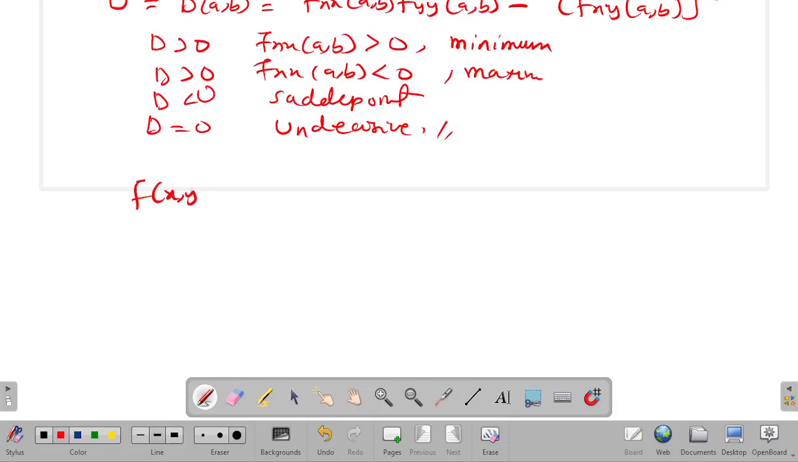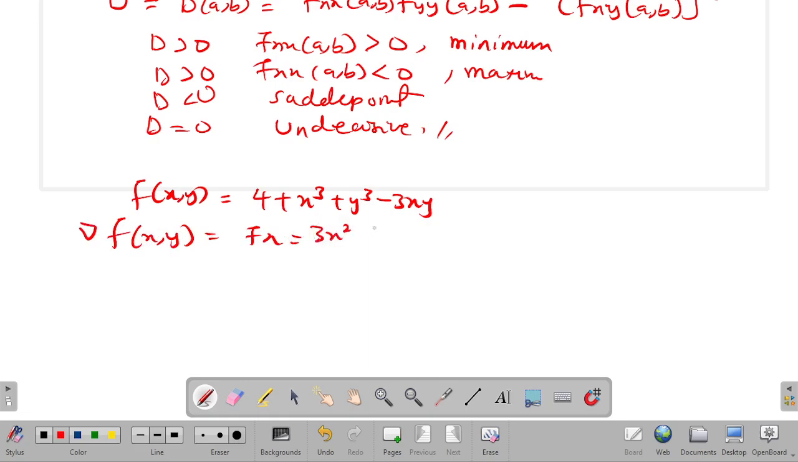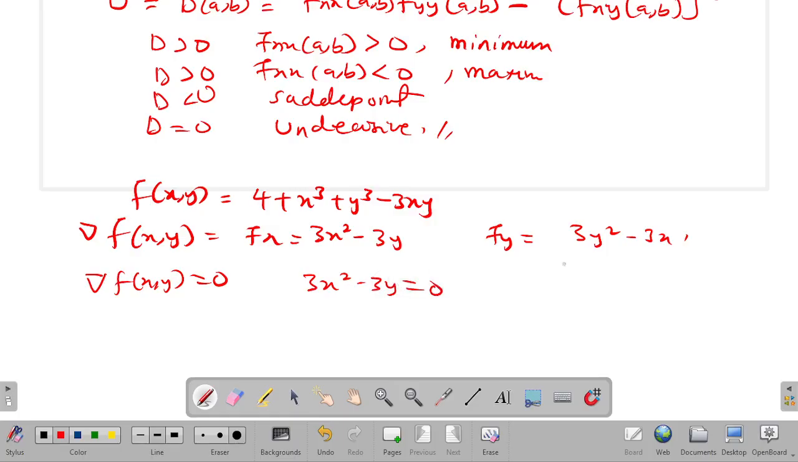Our f of x, y is given as 4 plus x cubed plus y cubed minus 3xy. To find the critical points, I need my gradient function. So my fx is simply going to give me 3x squared minus 3y. My fy is simply going to give me 3y squared minus 3x. Then you know that at a critical point, your gradient should be equal to 0. So I'll have 3x squared minus 3y equal to 0, and 3y squared minus 3x equal to 0.